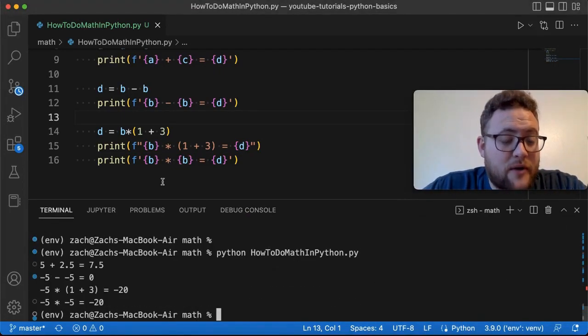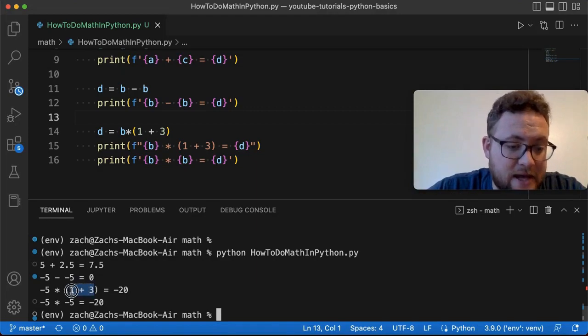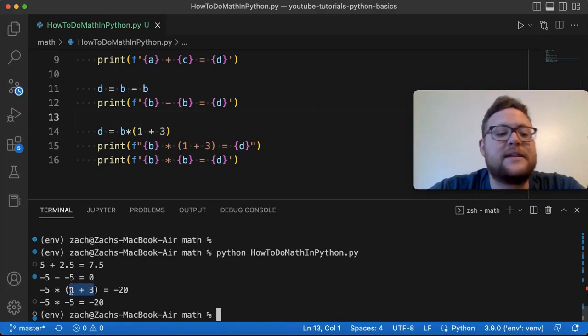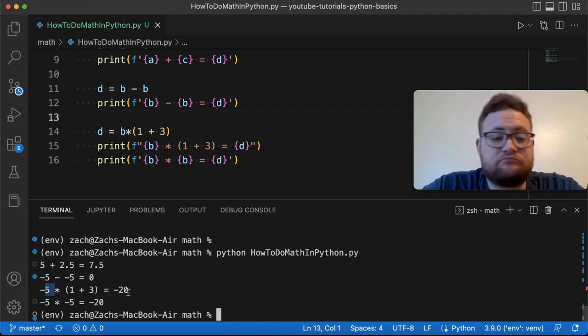All right, so if we run that, you see that negative 5 times (1 plus 3) is going to be negative 20 because order of operations is happening here, right? The parentheses are evaluated first, and then we multiply by the negative 5, so we get negative 20. As you can see, that's multiplication. Order of operations does apply.